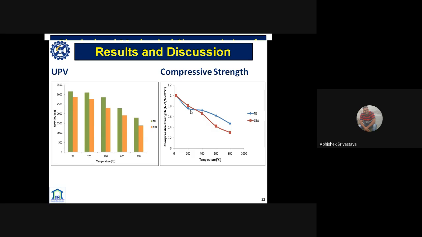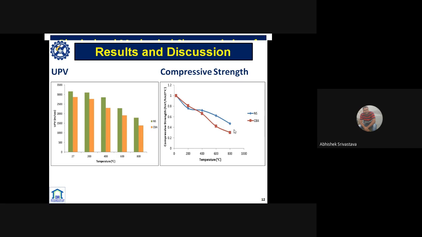As you can see, up to 400 degrees Celsius, the CBA mortar shows better performance. At 200 degrees Celsius, CBA mortar mixes exhibit 81% of their initial strength, while natural sand exhibits 70% of initial strength. However, at 400 degrees Celsius, comparable behavior is observed.